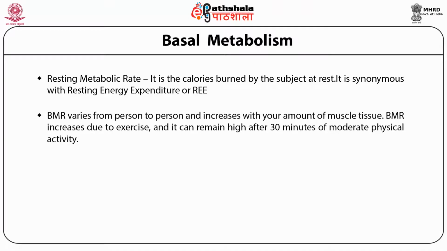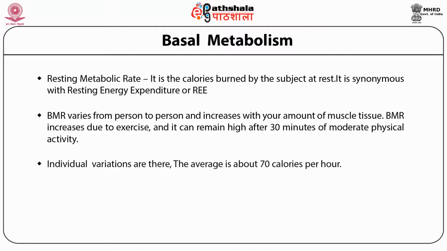BMR varies from person to person and increases with your amount of muscle tissue. BMR increases due to exercise and it can remain high after 30 minutes of moderate physical activity. Individual variations are there. The average is about 70 calories per hour.